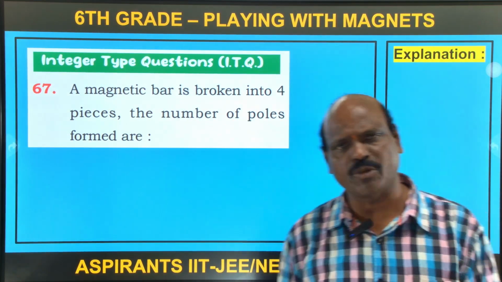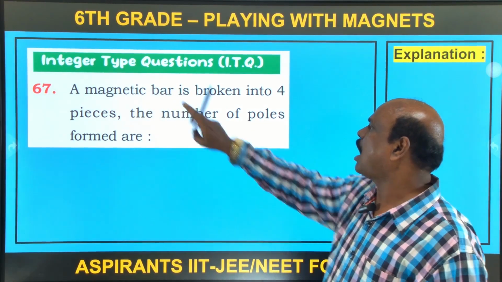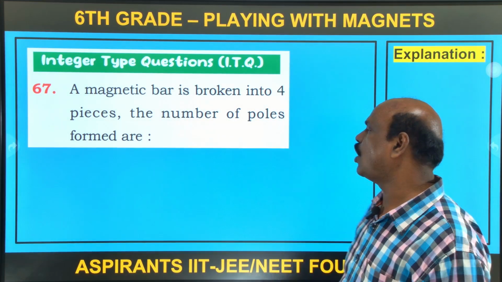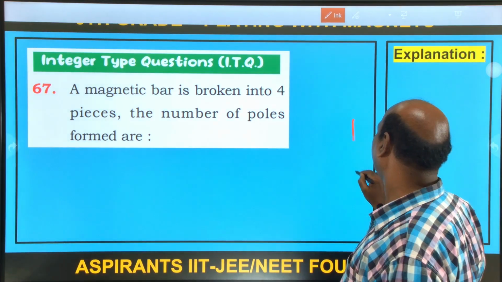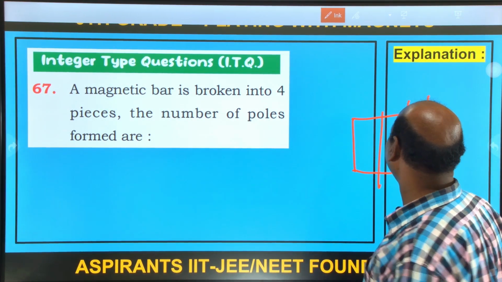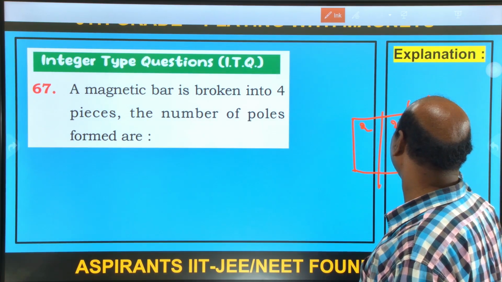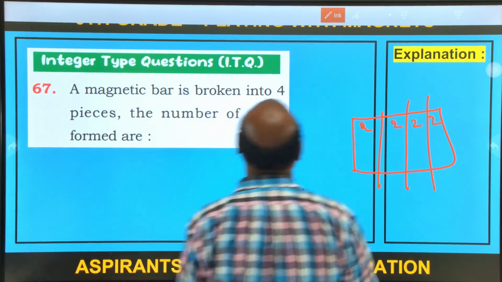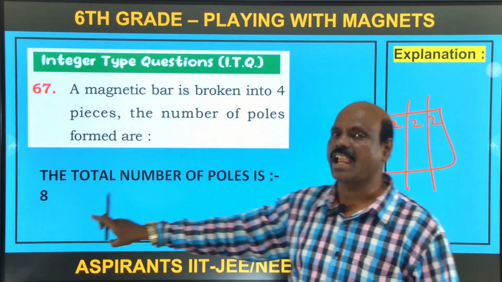Next, integer type questions, means some numerical value. A magnetic bar is broken into 4 pieces. The number of poles formed, it means if one magnet is broken into 4 pieces, then how many poles will it have? So each magnet will have 2 poles. So totally it will have how many? 8. So the total number of poles is 8.